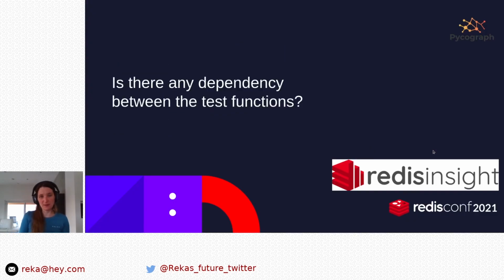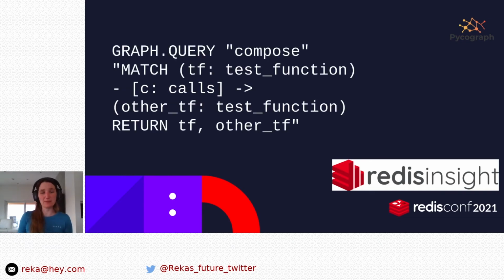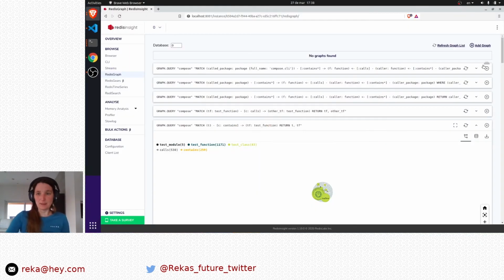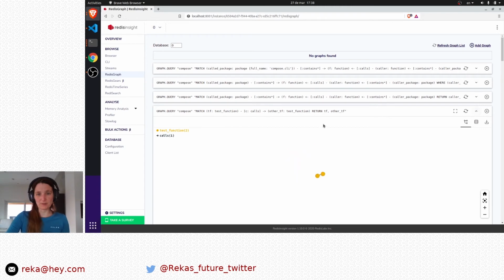Speaking about tests, one frequent question is, is there any dependency between the test functions? And there are many different types of dependencies. One of them is a test function calling another function. And let's see whether we detect such cases. And yes, it happens exactly once.